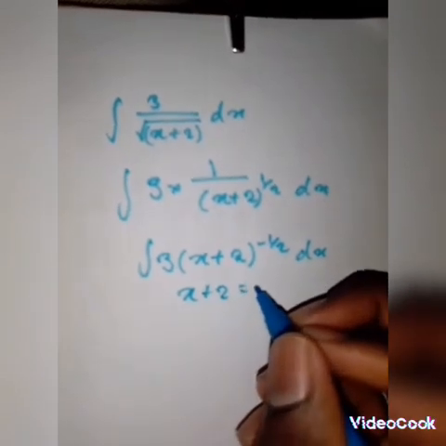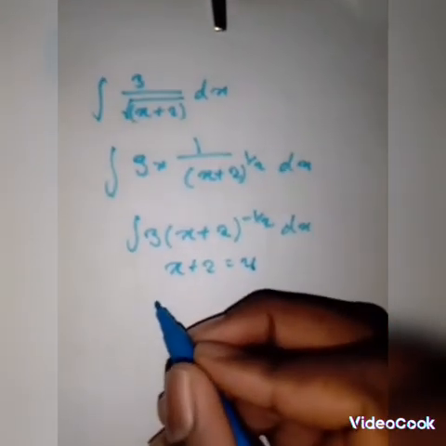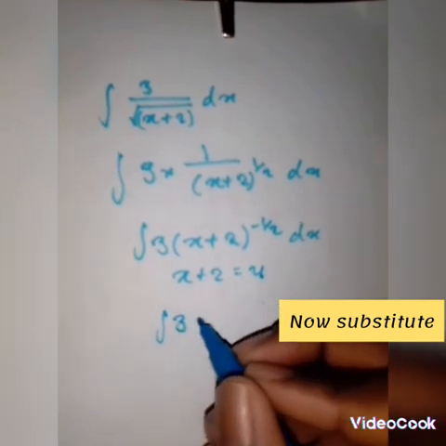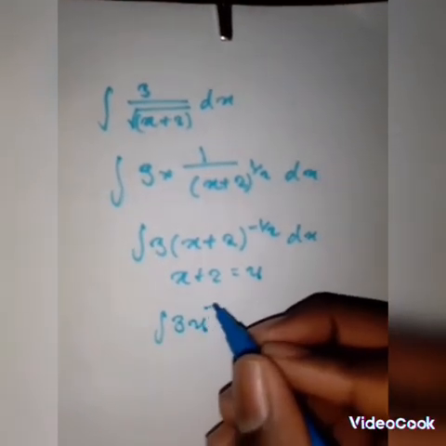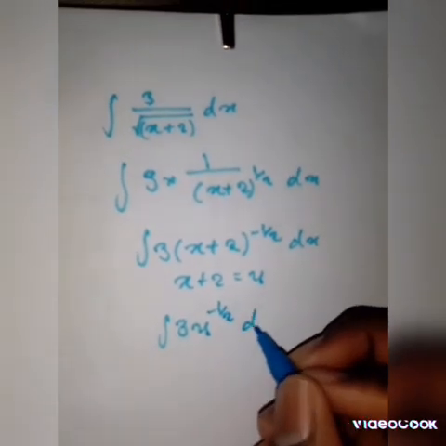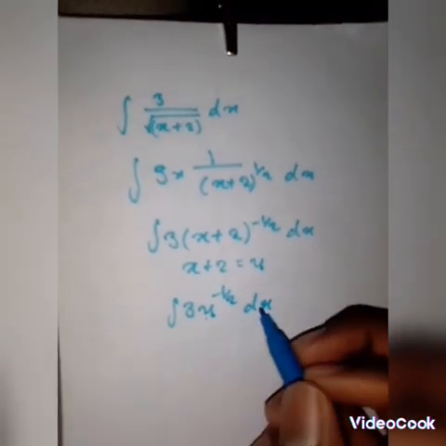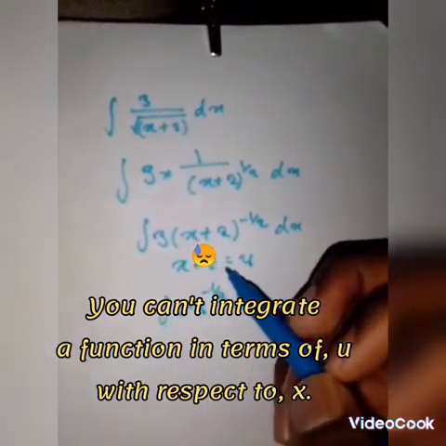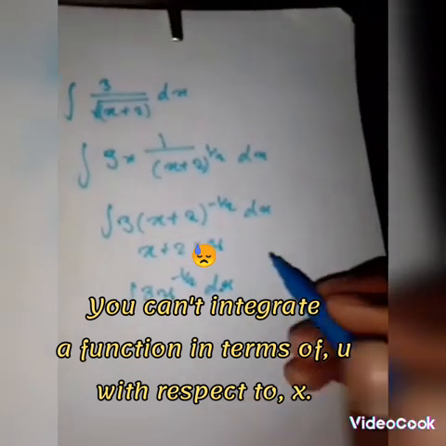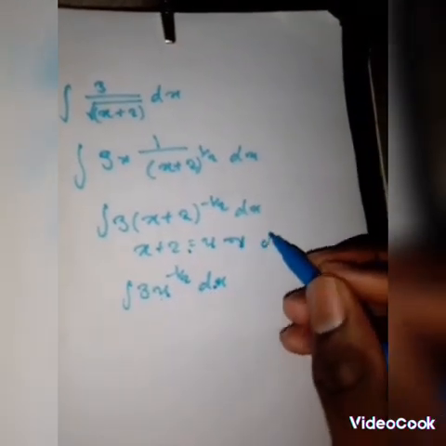So what we're going to do next, we're going to say that x plus 2 is equal to u. We're substituting. So that's going to give us the integral of 3u raised to the power of negative 1 over 2 with respect to x. But here we have a problem. We can't integrate something with respect to x. We can't integrate u with respect to x. So we need to integrate with respect to u. But how are we going to do this?